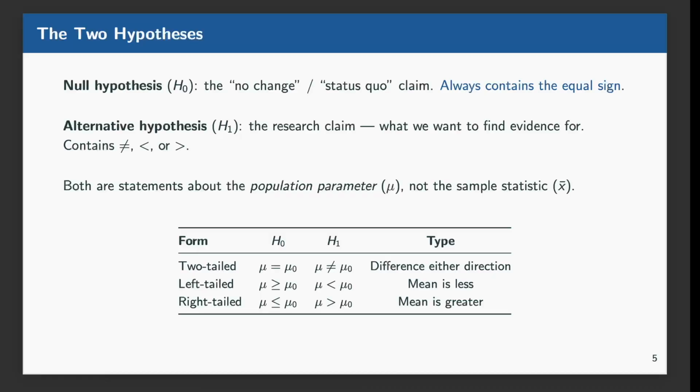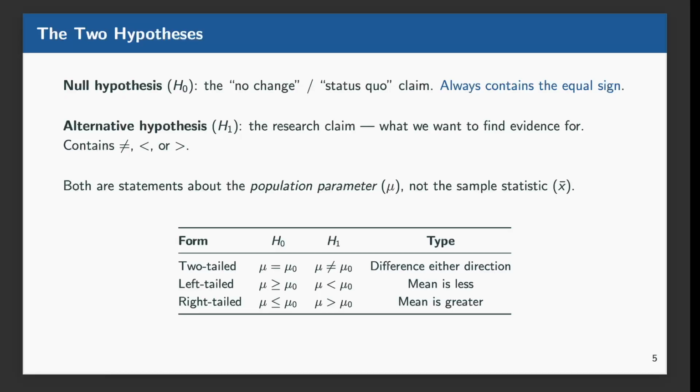Here is one detail that trips people up immediately, so let's be precise about it. Both hypotheses are statements about the population parameter, mu, never about our sample statistic, X bar. We are never testing what our sample actually showed. We already know that number with certainty. We are testing what it is reasonable to believe about the entire population that sample came from.